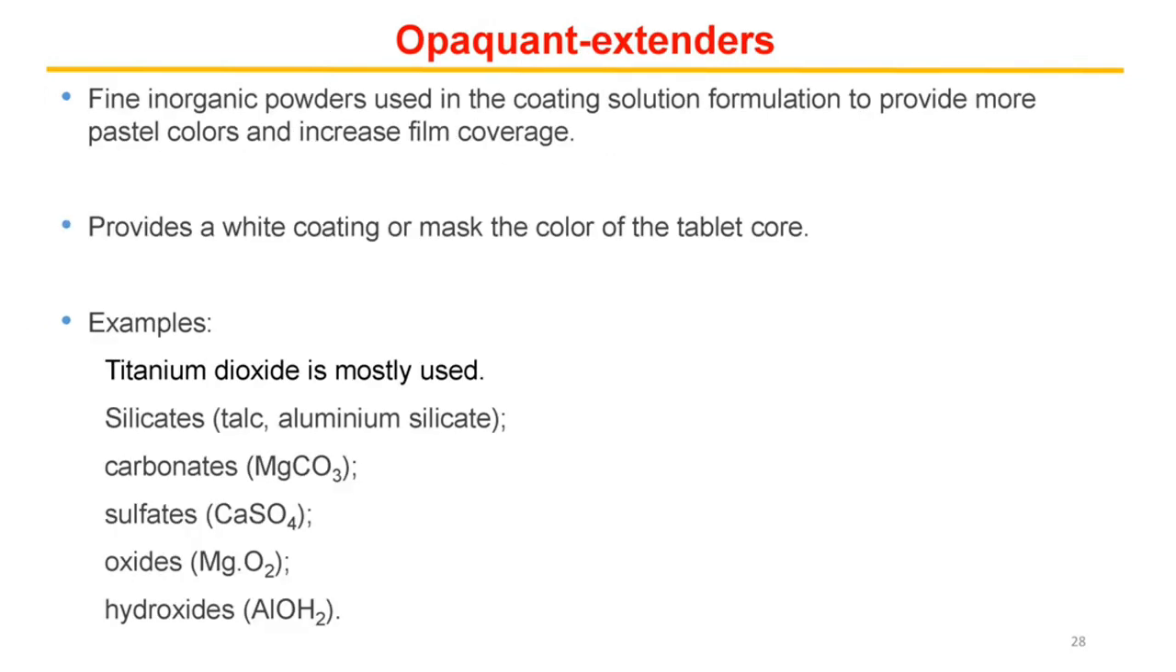27. Opacant extenders: fine inorganic powders used in the coating solution formulation to provide more pastel colors and increase film coverage. Provides a white coating or masks the color of the tablet core. Examples: titanium dioxide is mostly used. Silicates, talc, aluminium silicate, carbonates, MgCO3, sulfates, CaSO4, oxides, MgO2, hydroxides, Al(OH)3.